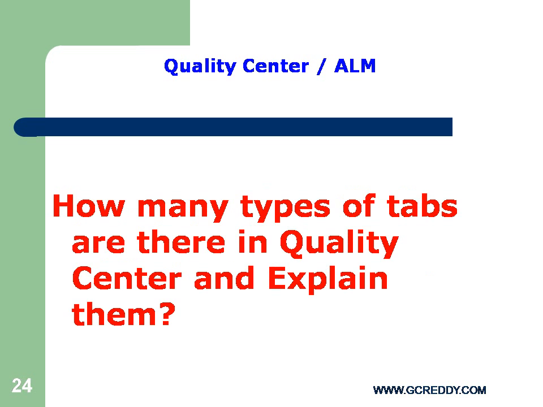How many types of tabs are there in Quality Center and explain them? There are 4 types of tabs available. 1. Requirement, to track the customer requirements. 2. Test Plan, to design the test cases and to store the test scripts. 3. TestLab, to execute the test cases and track the results. 4. Defect, to log a defect and to track the logged defects.